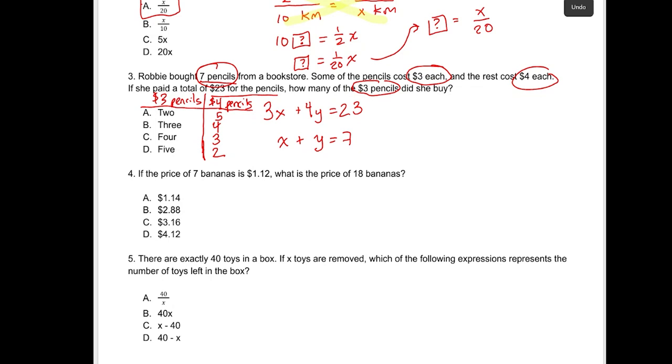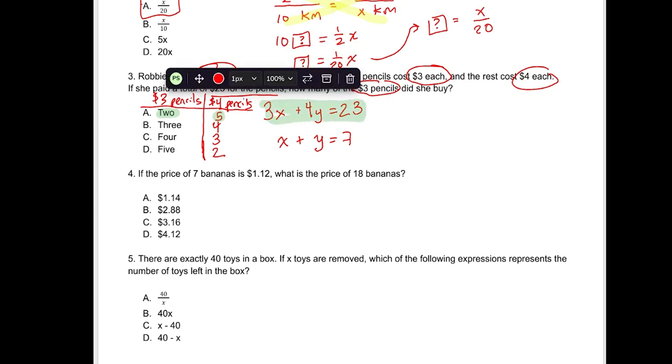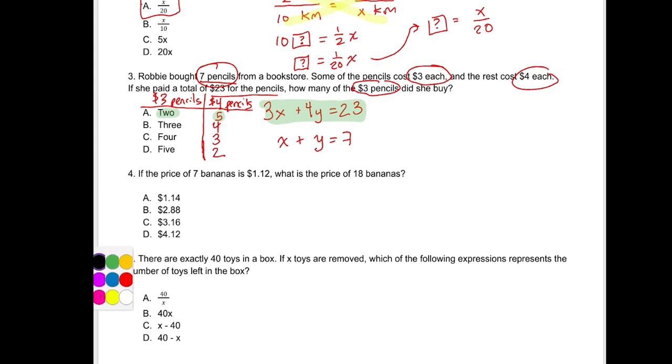So once we come up with these combinations, we can take each of these pairs, like 2 $3 pencils and 5 $4 pencils, and test them in this equation here. Basically, plug in your X, plug in your Y, and see which one works. So I'm going to go through A through D and see if we can figure out which one works.